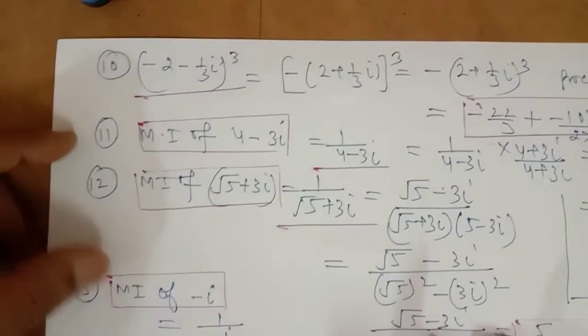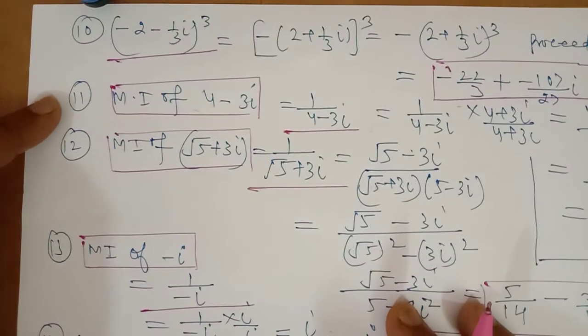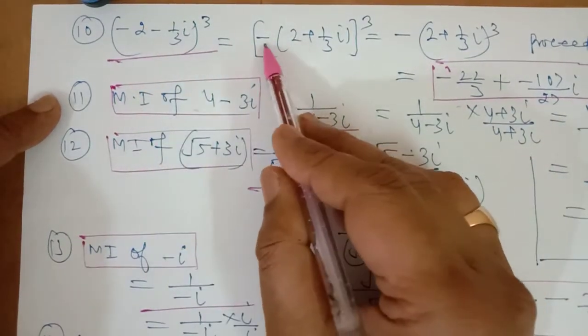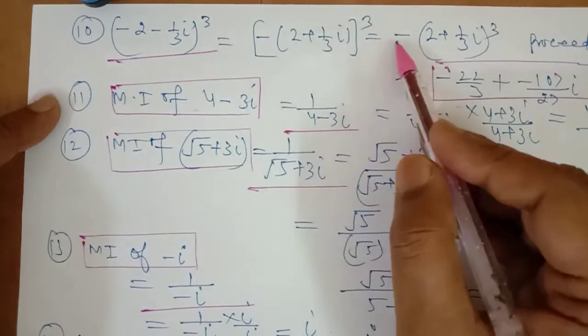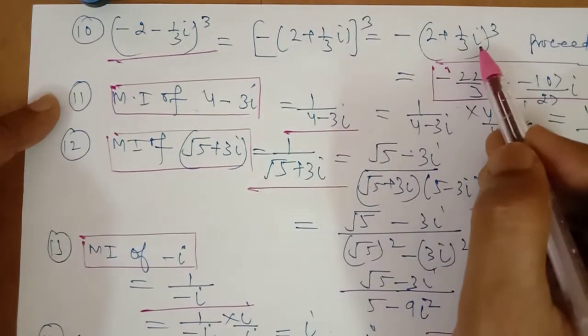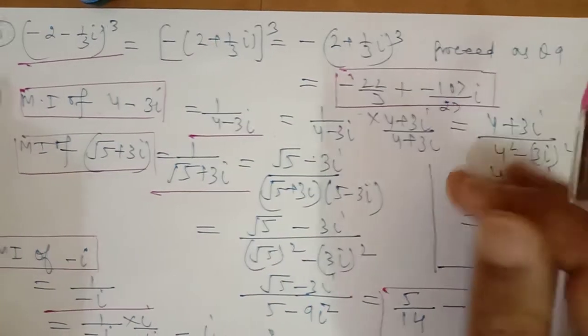So like this, you can easily simplify these types of questions. As in question number 10 also, we have to find the whole cube of this binomial. Now you can simplify by taking -2 common, and (-1) whole cube is -1, and you have to find the whole cube of 2 plus 1 upon 3i, which you can do as in question number 9.